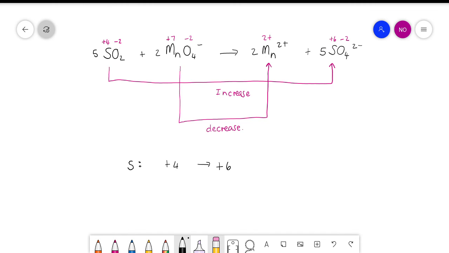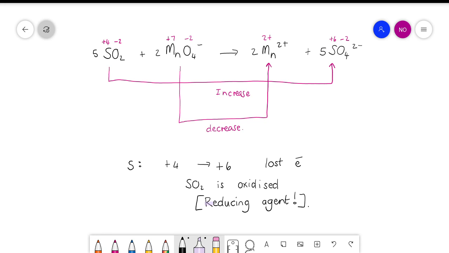So do you guys agree that because the number became bigger, it means he lost electrons? Nee? As die lading mos meer positief word, beteken dit mos hy het elektrone verloor. He lost electrons. Therefore, this is being oxidized. So hy moet die reduserende middel wees.